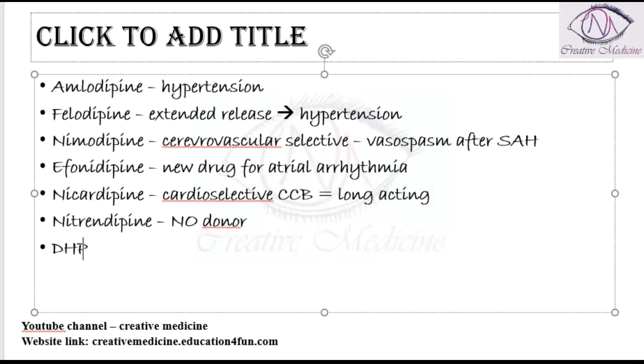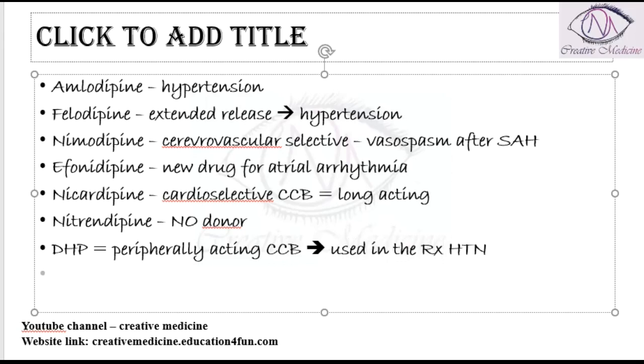Then we have dihydropyridines. These dihydropyridines are actually the peripherally acting calcium channel blockers, and they are used in the treatment of hypertension. In fact, if you were asked what are the only calcium channel blockers used in hypertension treatment, the answer is dihydropyridines.